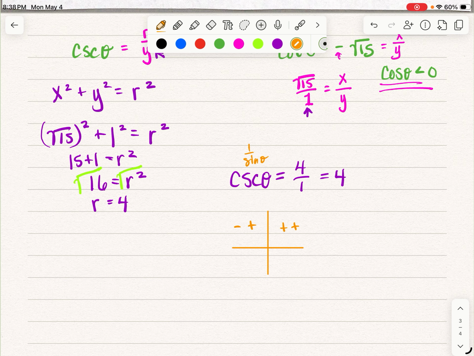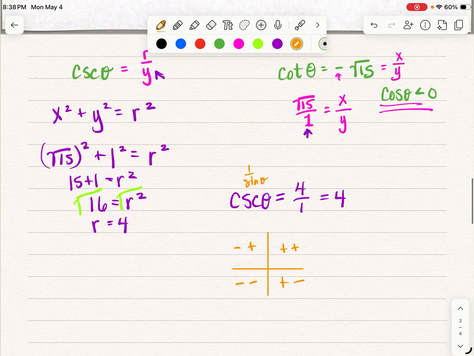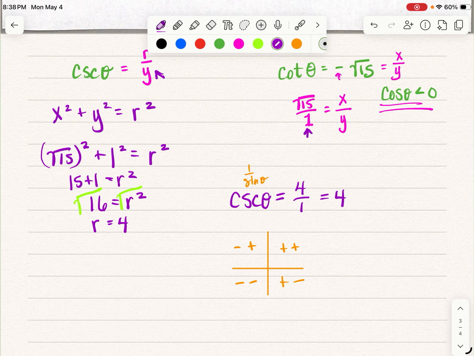We know the signs of our quadrants, right? So, first of all, they tell me that cotangent is negative. Cotangent is the x-coordinate divided by the y-coordinate. So that means it would have to be here or here, because if I divide the x and y coordinate by each other, that's going to give me a negative. If I did that here or here, that would give me a positive. So I know it either has to be quadrant 2 or quadrant 4.